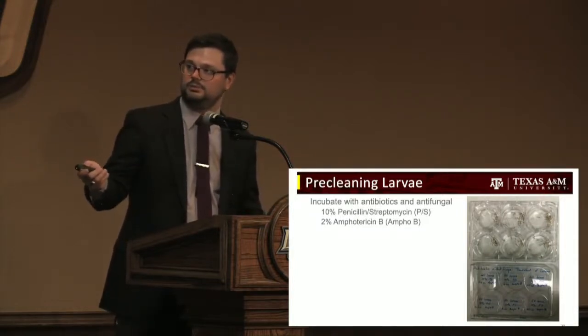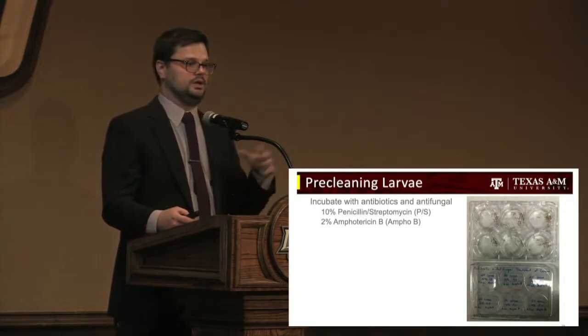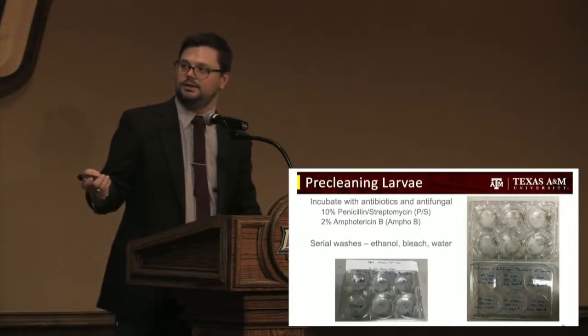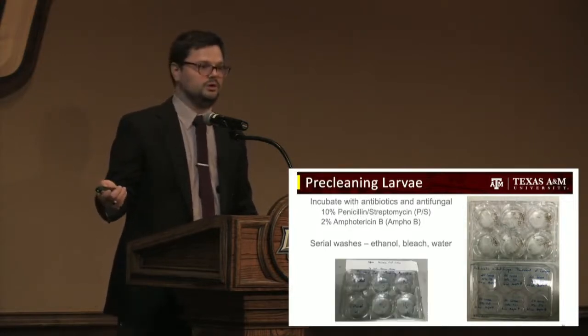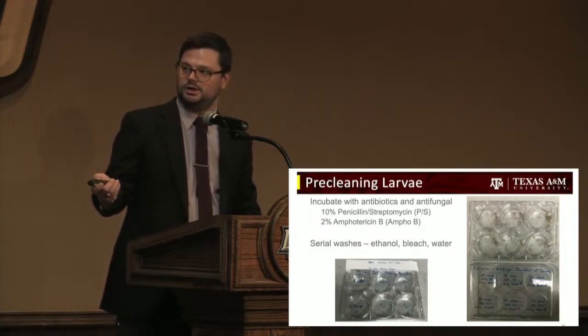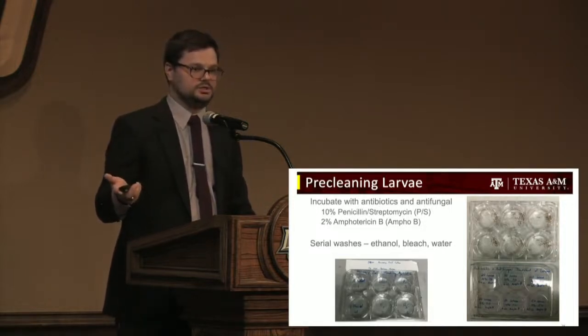So we incubate the live larva in like a 6-well plate with just water, and then we'll add these antibiotics and this antifungal. That's so that as they're eating and drinking, they'll be taking in antibiotics and antifungal, and that should clean out their guts. And then we wash the outside just before we process them. We have this serial wash with ethanol, bleach, water, and that kills them, but that's just so they don't have to feel being ripped apart with tweezers.